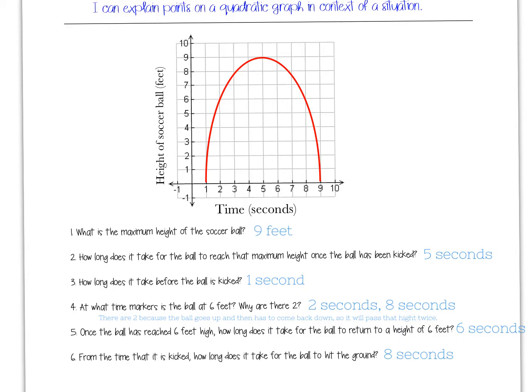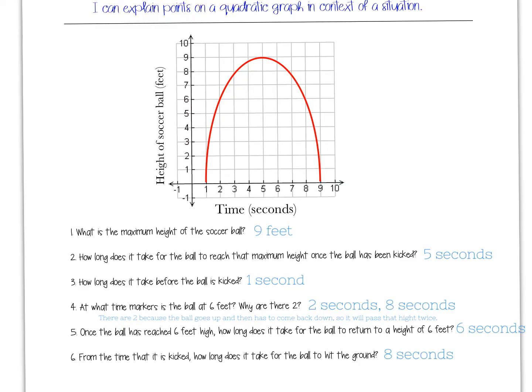At what time markers is the ball at 6 feet? So here is 6 feet. It's touching at 2 and at 8 seconds. So 2 seconds and 8 seconds. And then why are there 2? Well, the ball has to go up. It hits 6 feet, goes up to 9 feet, and then comes back down. And so the second one comes from the descent.